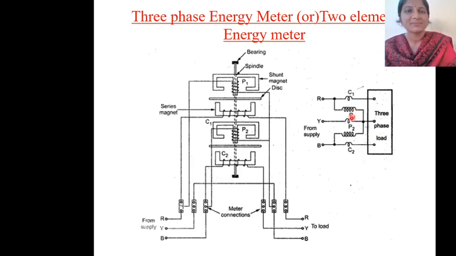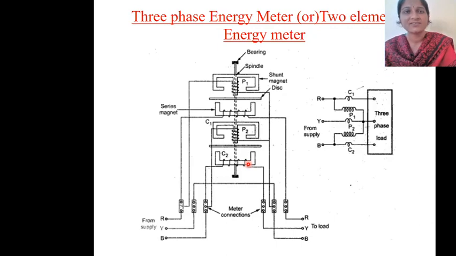Now coming to the working principle, here also it is the induction principle only, but there are two torques produced. There is one net torque in the first element, that is TD1, and another net torque in the second element, that is TD2, and the sum of these two torques, TD equal to TD1 plus TD2, is the total driving torque. Because of this driving torque the disc will be rotating. So that is the working principle.